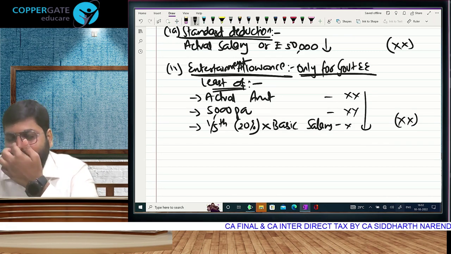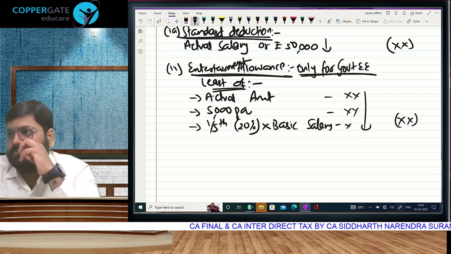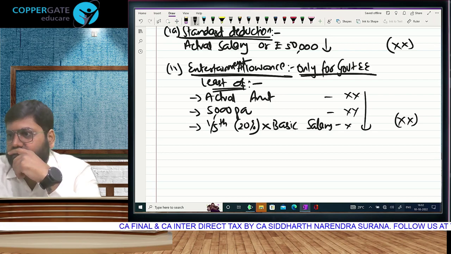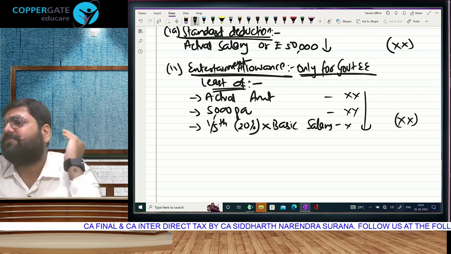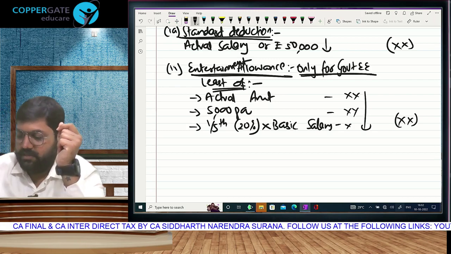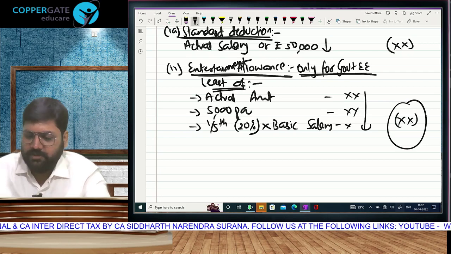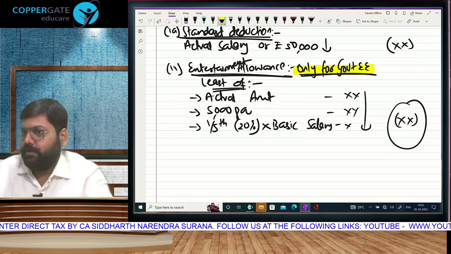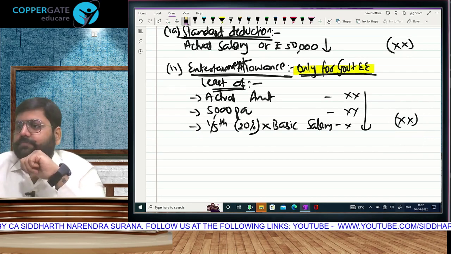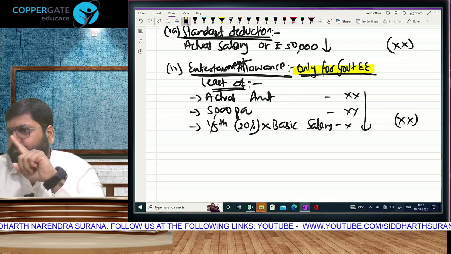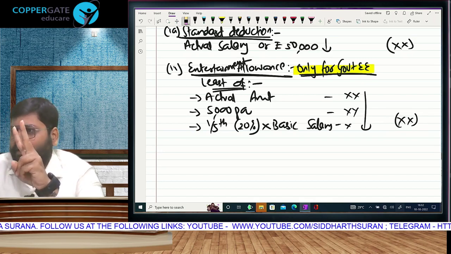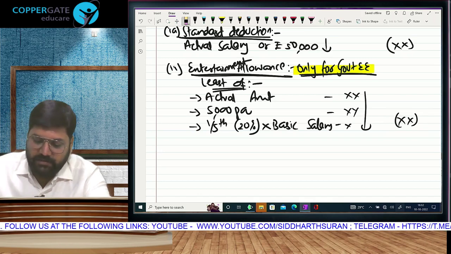No, it is not necessary. Basic salary for the year is 20,000. On paper, it can be anything. Okay, so, fine, if 5,000 is lowest. But what you need to understand is, if I am private sector, this is directly zero. Deduction is only for government. Is that clear to you? And what is the deduction for a government employee? Calculation: actual, 5,000, or 1/5 of basic salary, whichever is lower.